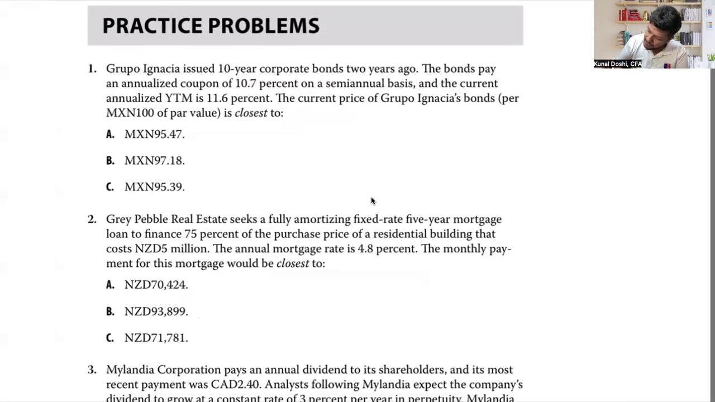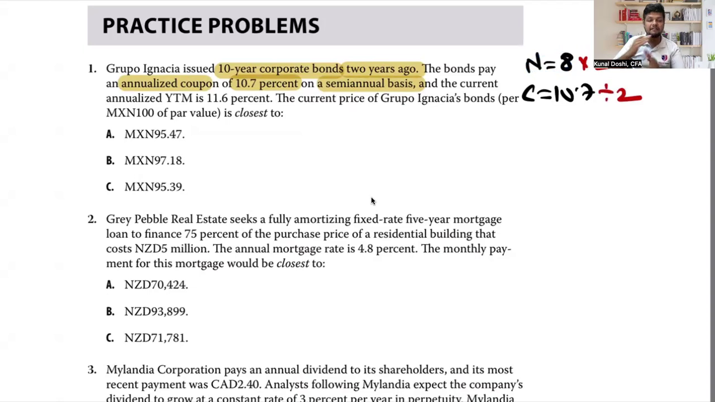First, Grupo issued 10-year corporate bonds 2 years ago. So when they say 10-year corporate bond 2 years ago, it means the remaining life you always keep 8 years. The bond pays annualized coupon of 10.7% on semi-annual basis. First of all, my coupon is 10.7% and everything is semi-annual. So this you will do multiplied by 2. This you will do divided by 2, half yearly.